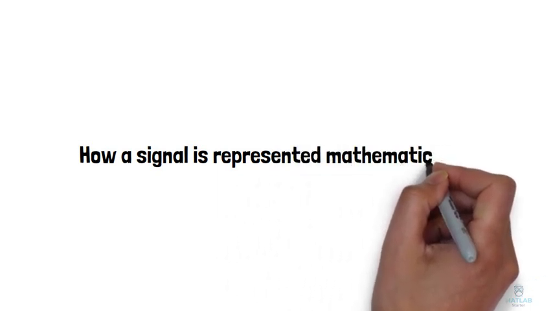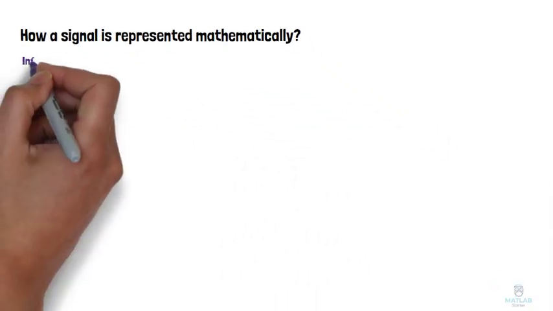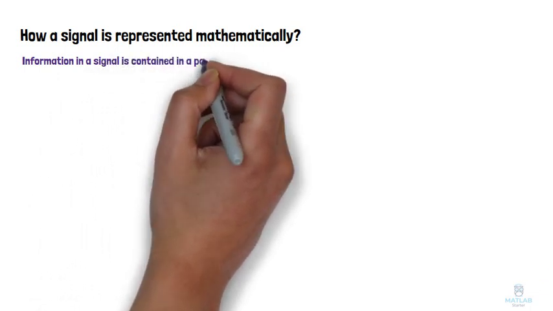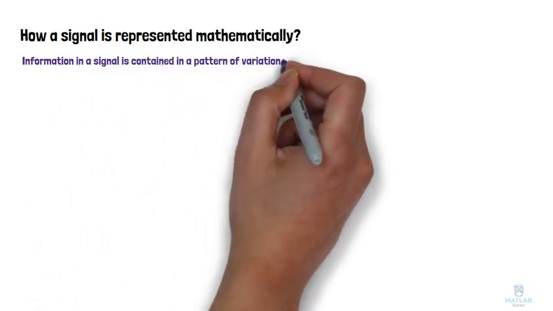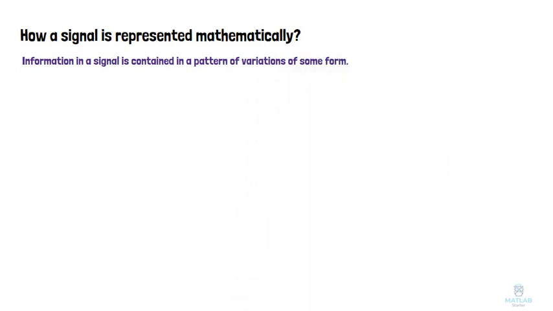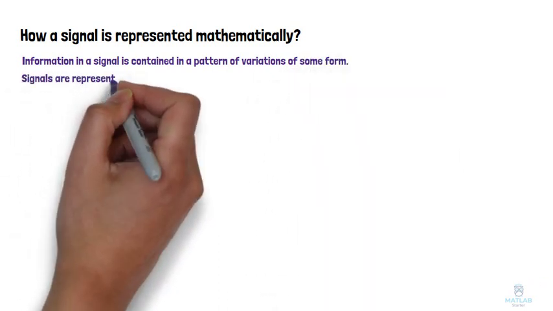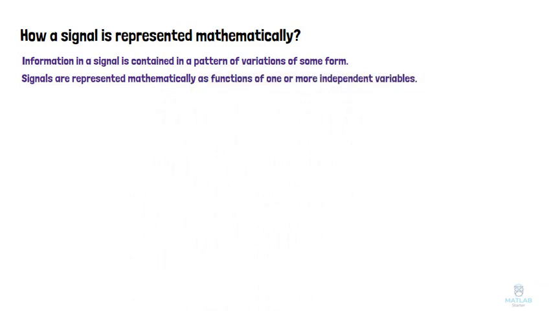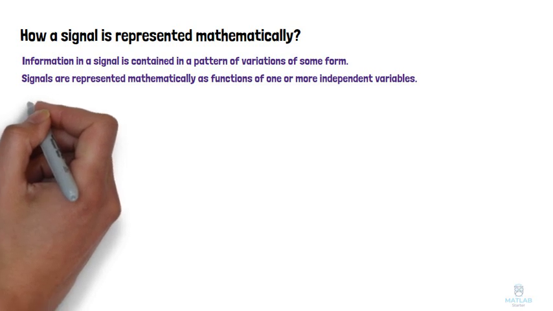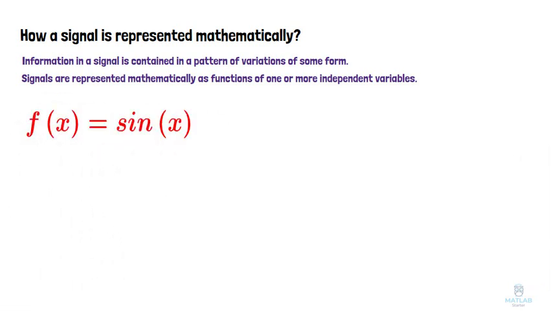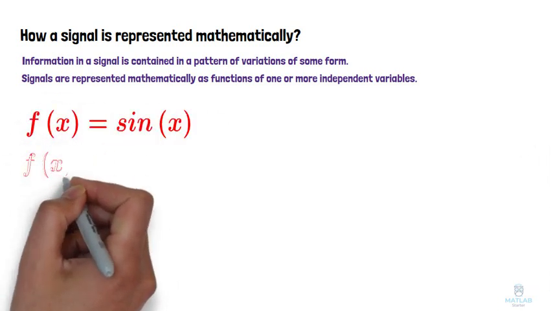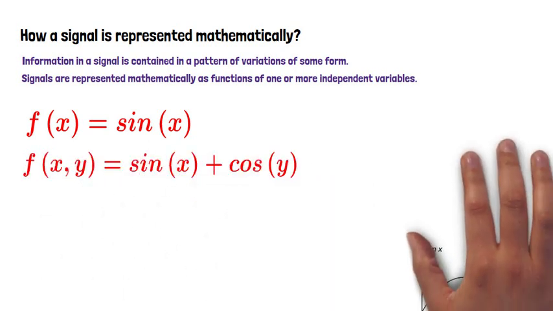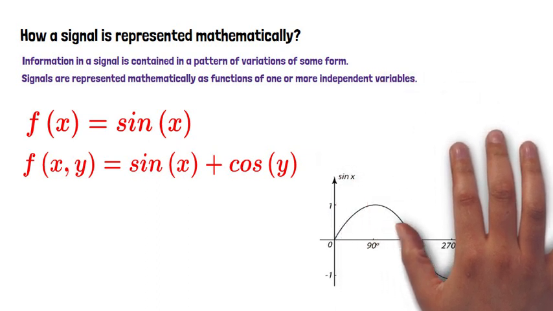So how to represent a signal mathematically? First of all, information in a signal is contained in a pattern of variations of some form. How, we will see as we move ahead. Signals are represented mathematically as functions of one or more independent variables as shown below. In the first equation, the function has one independent variable x, and in the second equation, the function has two independent variables. The first signal is a sinusoidal signal which is plotted below.